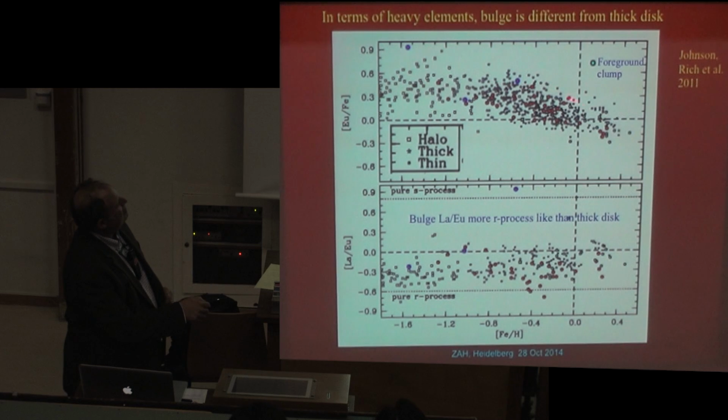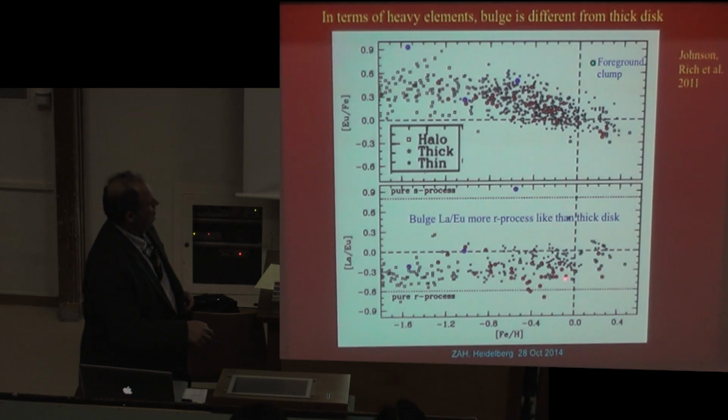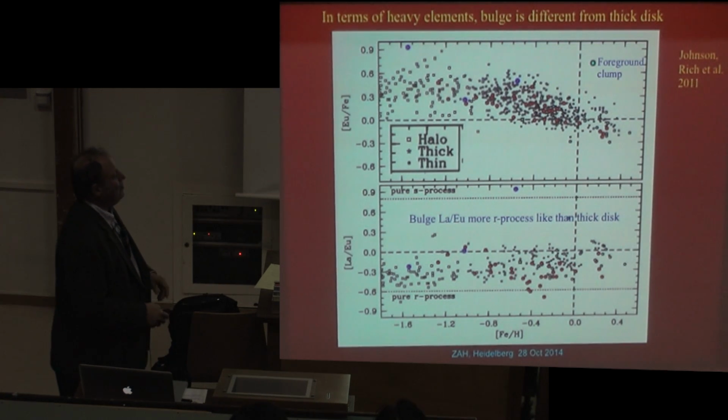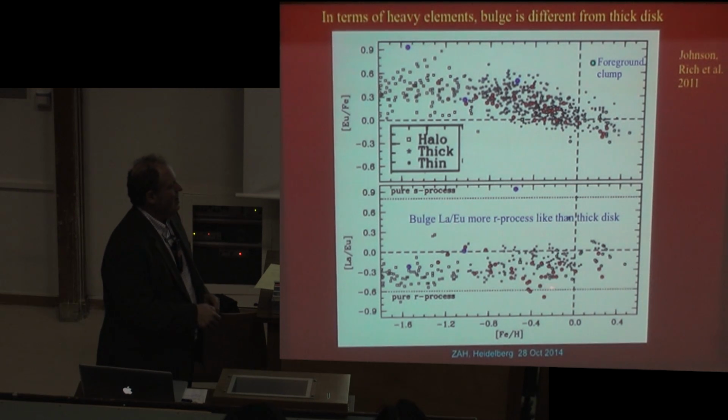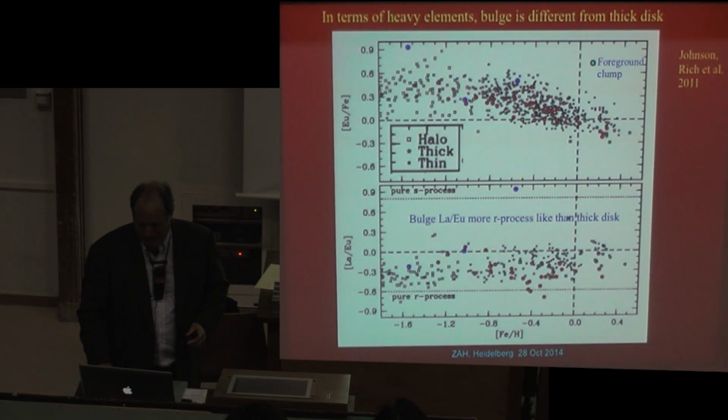Here's europium and iron following an alpha-like trend, and then here you can see the small black points are the thick disk and the red points are the bulge. And although we need larger samples, I think it would be fair to say that the bulge has more r-process-like excursions than the disk.